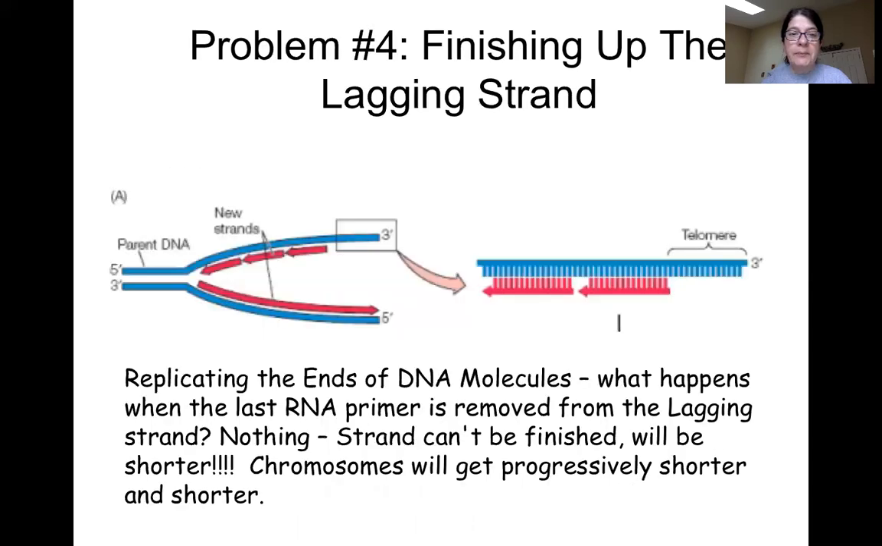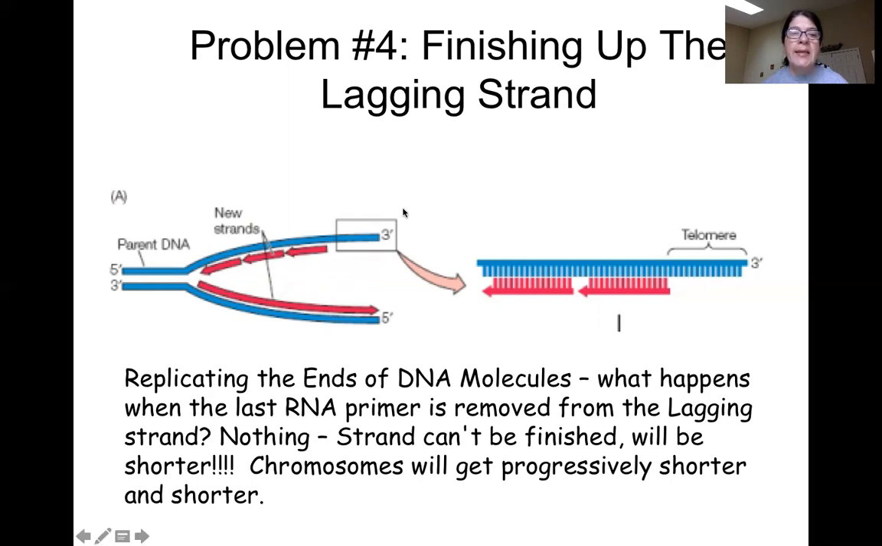Now there's one last problem that is posed by the structure of DNA and DNA replication, and that is the problem of finishing the lagging strand, the one that is discontinuous, at the very end. Now remember that eukaryotes have linear chromosomes. That means we have a beginning and an end to a DNA molecule. They're not circular like in bacteria.